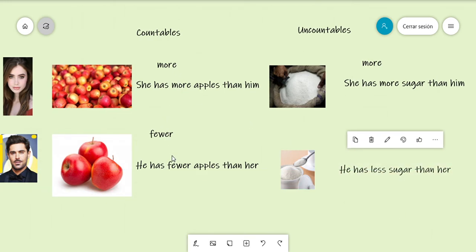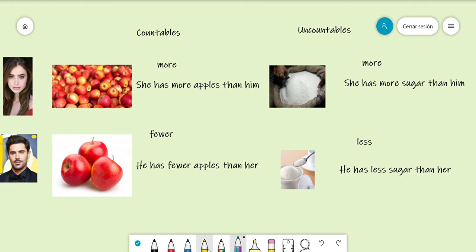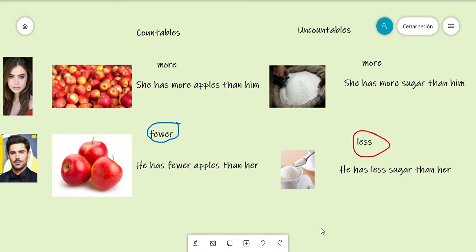Do you use fewer? You use fewer for countable. You use less for uncountable. In the case of more, you use more for countables and more for uncountables, in both cases. And this is the way that you can give comparatives for countable and uncountable things.